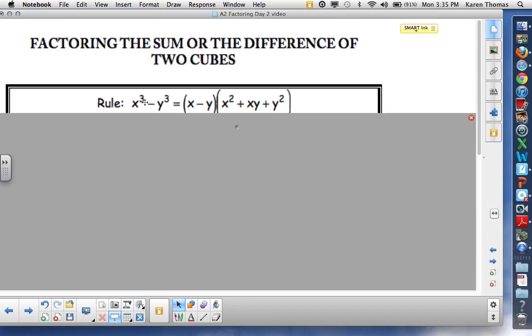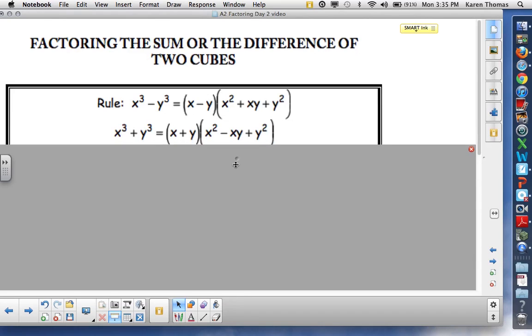From there, I would look at the sign. This was the difference of two perfect cubes. So I write same, opposite, opposite, or SOO. So, same sign, opposite sign, opposite sign, or minus, plus, plus.